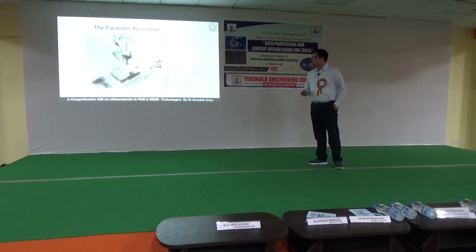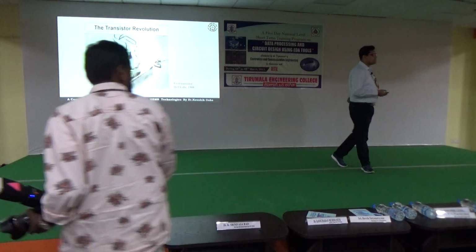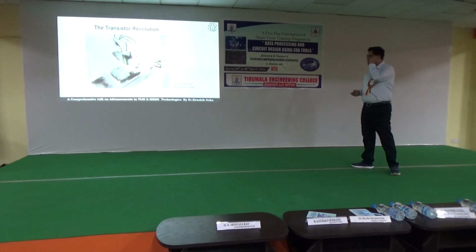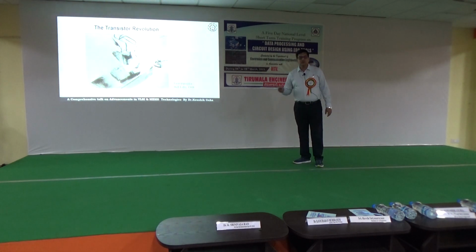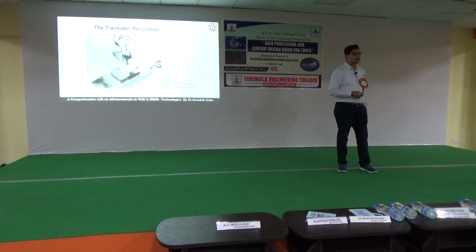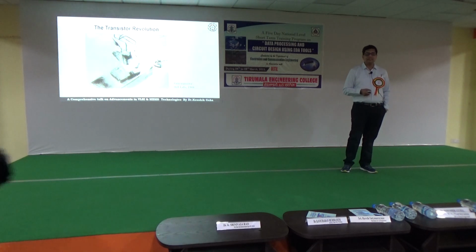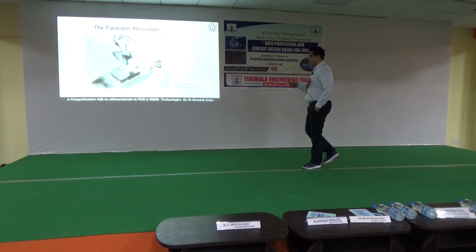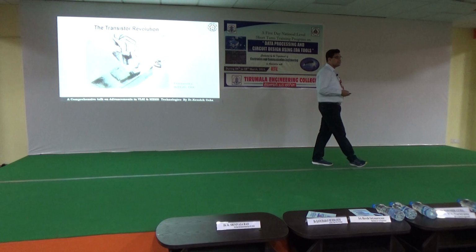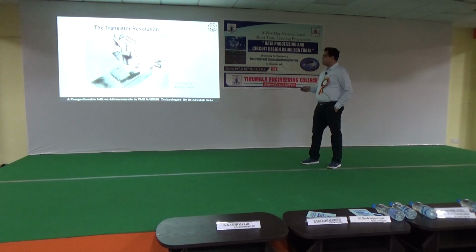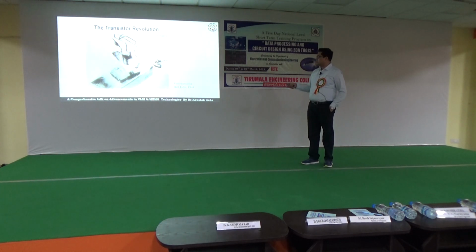Then the transistor, one of the revolutions we can say in our electronics: the BJT, the bipolar junction transistor. Last year also, we celebrated the 75th anniversary of the invention of the bipolar junction transistor. 75 years back, three renowned scientists, Shockley, Bardeen and Brattain, friends at Bell Laboratories, invented the point contact bipolar junction transistor. So in 1948. This is the picture of that.